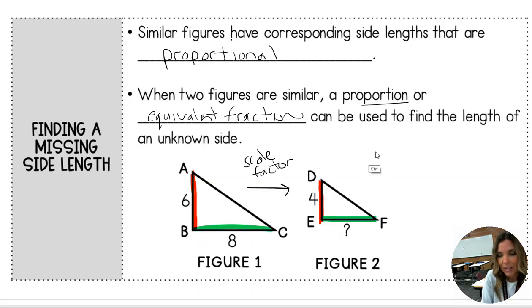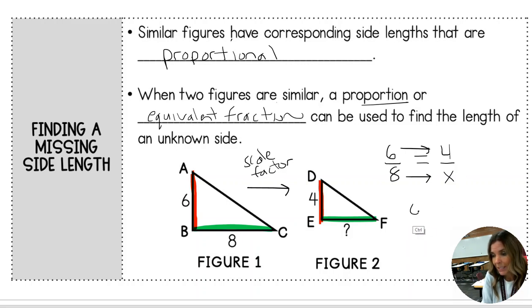Okay. Now, when you're setting up your ratios, you have to make sure that you do them the same. Okay, so I'm going to go red over green. So the height over the base is equal to red over green. Now I want to know what I'm multiplying the 6 by to get to 4, and then I'm also going to multiply the 8 by that to get to x.